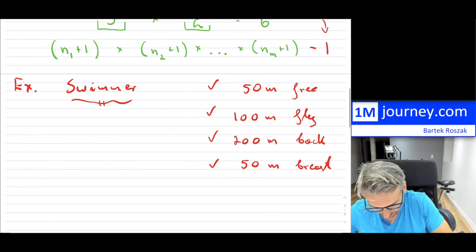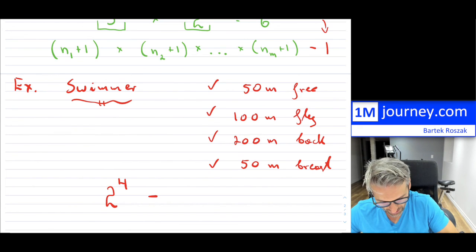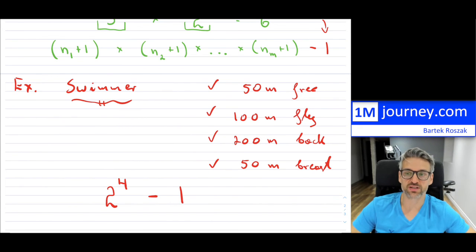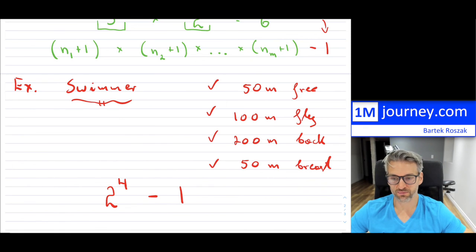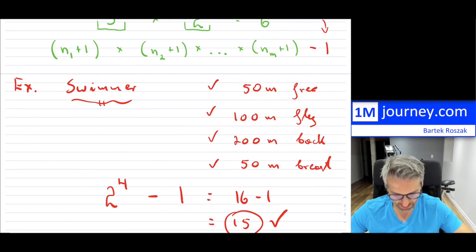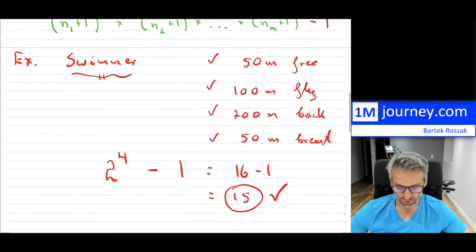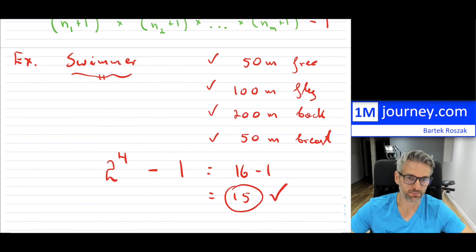So that means this is 2 to the power of 4. And if I want to remove the case where the swimmer will not swim anything, I'll take the minus 1. So 2 to the 4 would be 16, minus the 1. So there are 15 different possibilities that the swimmer could take on. So if you are ever asked to find out all the possibilities, you can use these formulas and the thought process behind them.